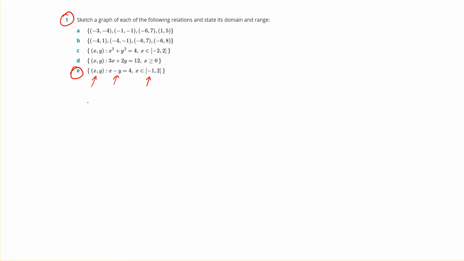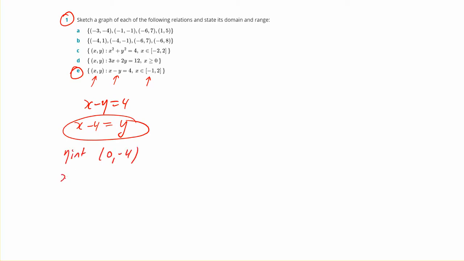Now, x minus y equals 4, that should ring a bell because that's just a linear graph. It's just in a form that we don't really recognize. To make it more recognizable, if I move the y to the other side and the 4 to this side, then we know that's the y equals mx plus c form. So it's a linear line. My y-intercept is at 0, -4. My x-intercept, if I let y equal 0, then x equals 4. So normally your graph would look like this, with -4 and 4.